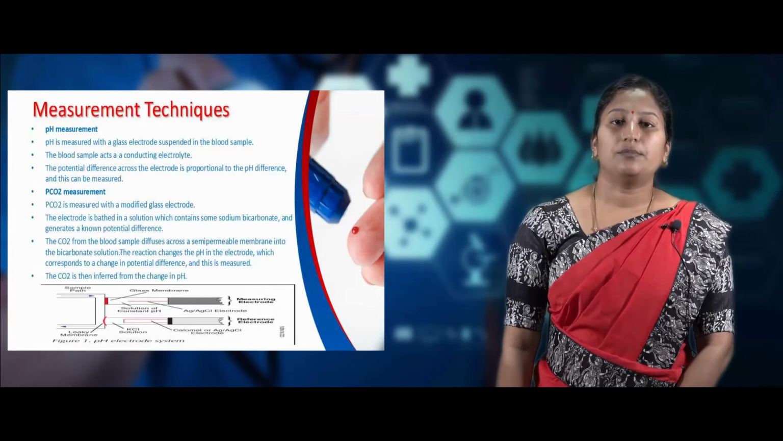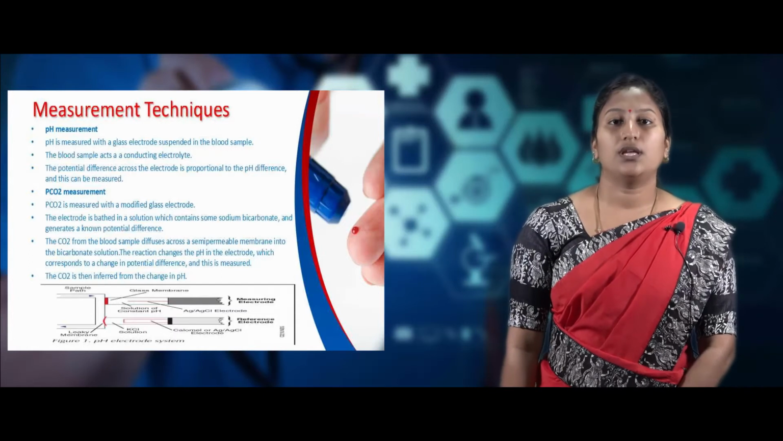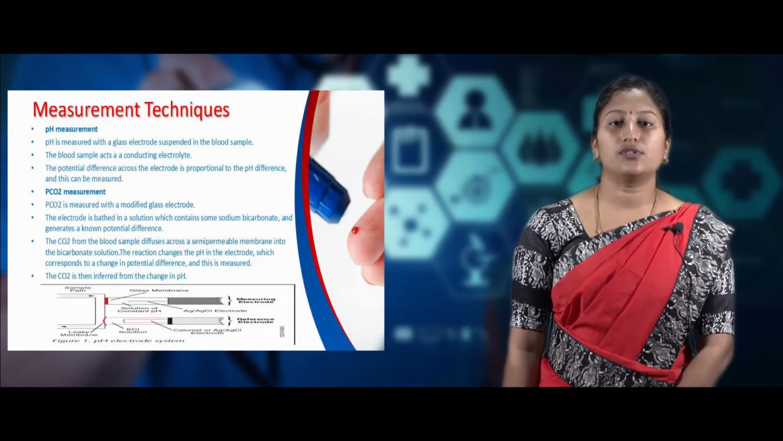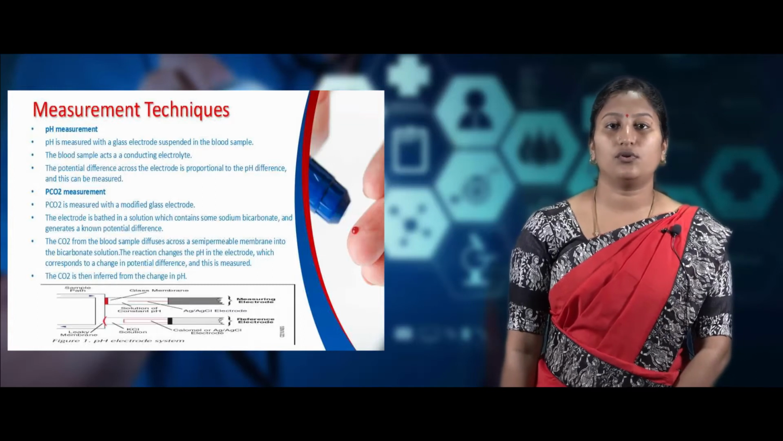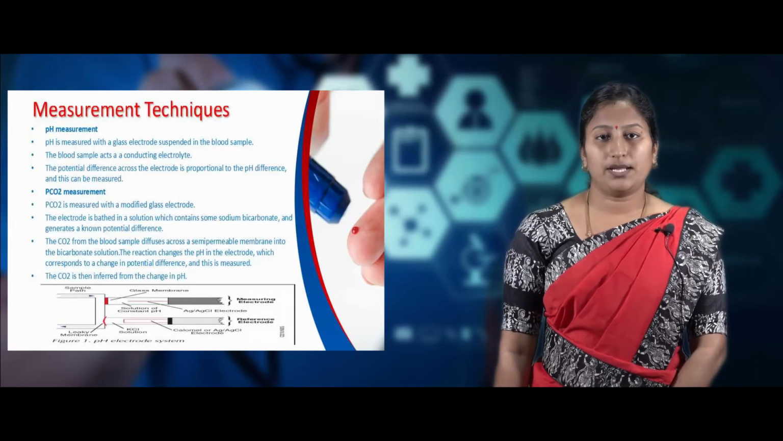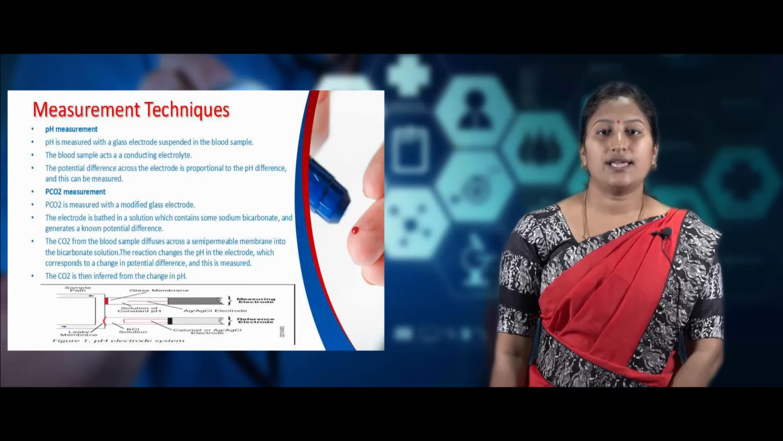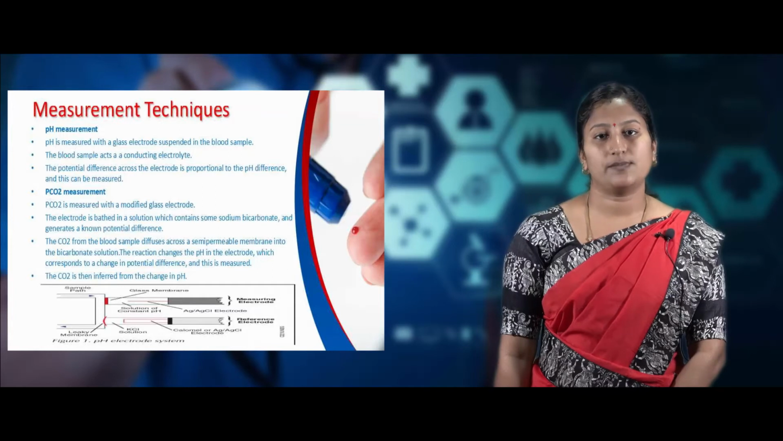PCO2 measurement: PCO2 is measured with the help of a modified glass electrode. The electrode is bathed in a solution containing some amount of sodium bicarbonate and generates a potential difference of known value. The CO2 from the blood diffuses across the semi-permeable membrane into the solution containing bicarbonate. This reaction changes the pH across the electrode, which corresponds to the difference in the potential difference, and thus the value of PCO2 is measured.